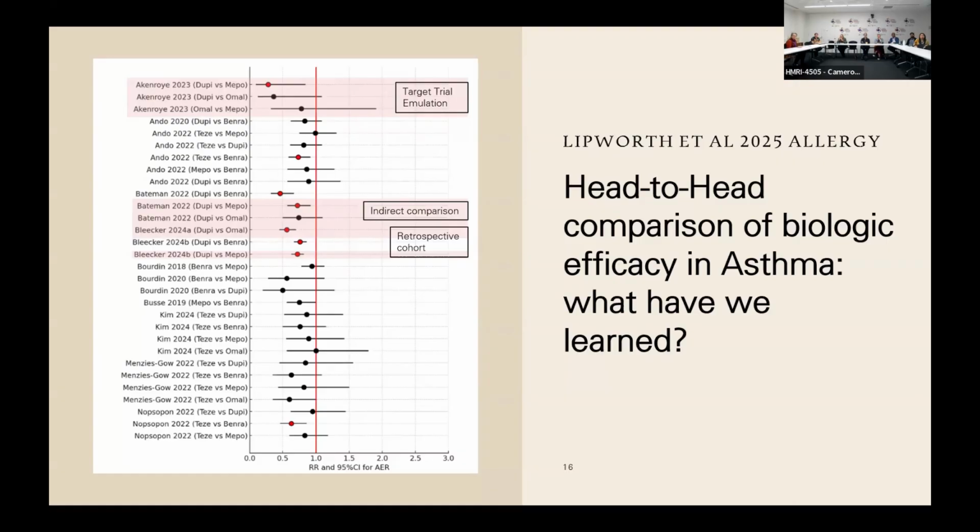But if we just directly want to compare, what did they find when they did the target trial compared to Bateman et al., who did an indirect comparison, and Bleecker, who did a retrospective cohort? You can see they are actually similar, but the target trial actually got a greater result.